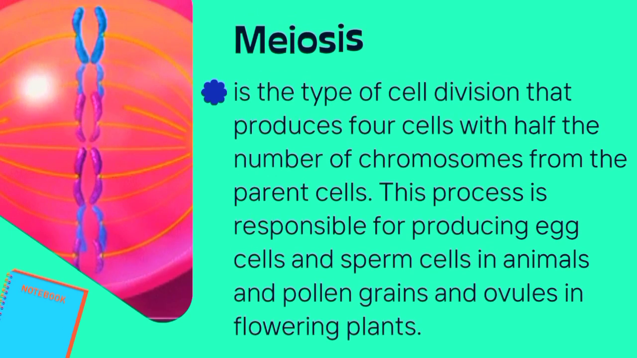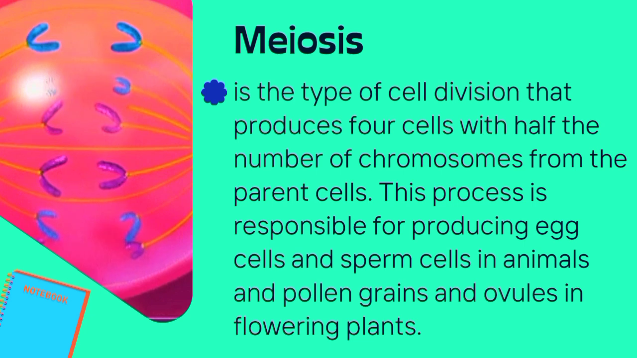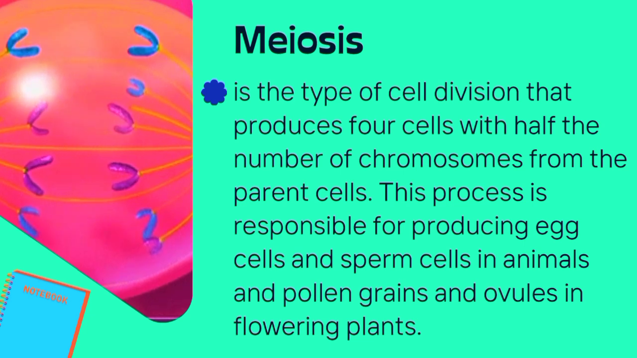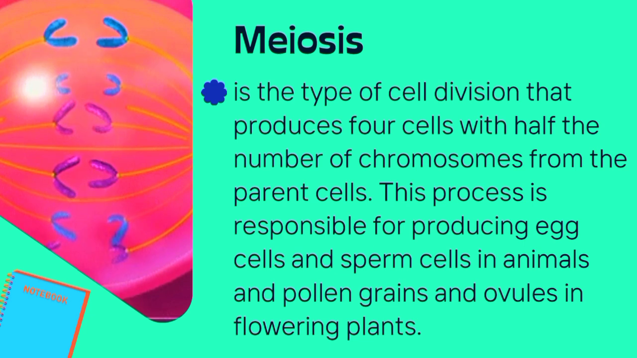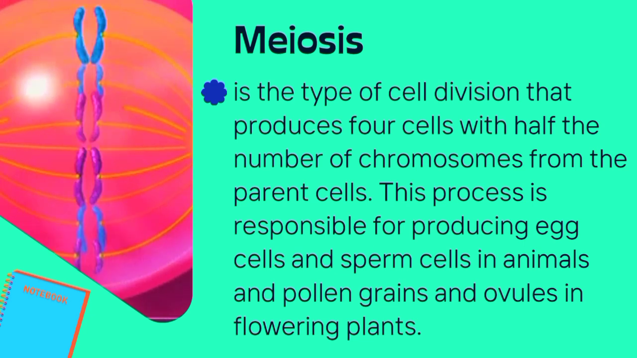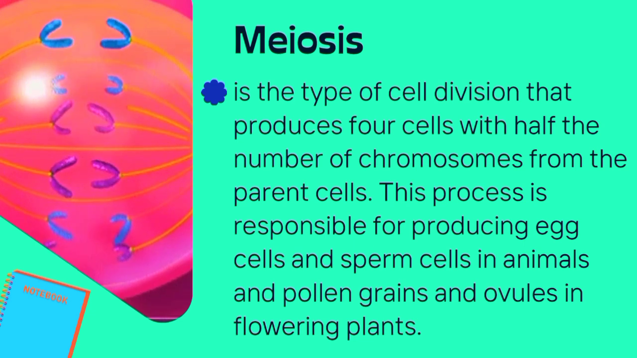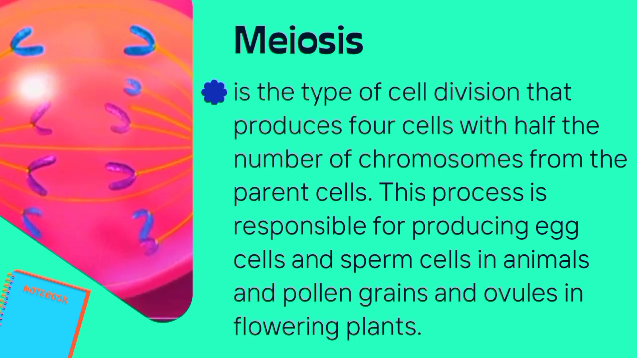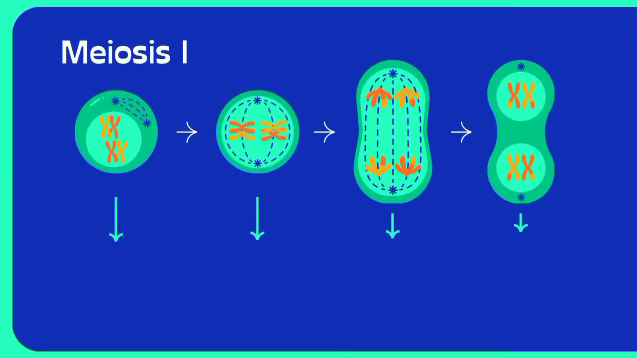Let's look at meiosis in detail. Meiosis, as said earlier, is a cell division that produces four cells which have half of the number of chromosomes from the parent cell. It is the major type of cell division responsible for production of egg cells and sperm cells in higher animals, and also pollen grains and ovules in flowering plants. Let's look at the stages of meiosis.